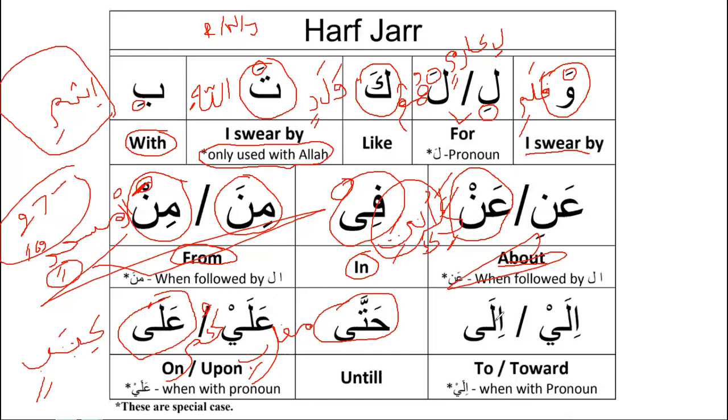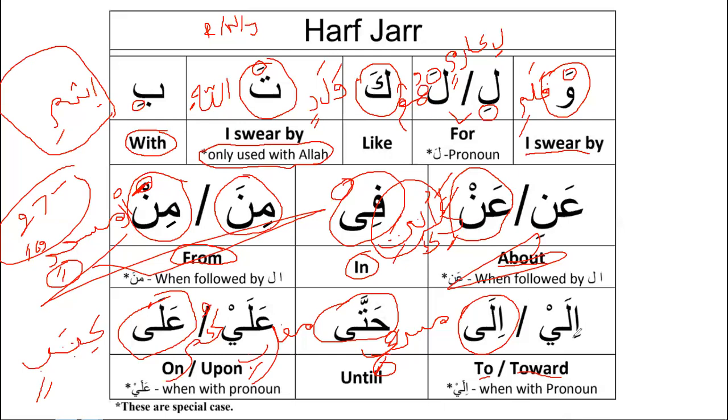Ila is also the same. Ila means to or toward. So, ilal mashriqi. Why is it ending in i? Because it's jar. Yes, because ila is a harf of jar, and the purpose of harf jar is to make the immediately next ism after it in jar status. That's why it becomes ilal mashriqi. And if it comes with pronouns, if I want to say toward you, how am I going to say it?